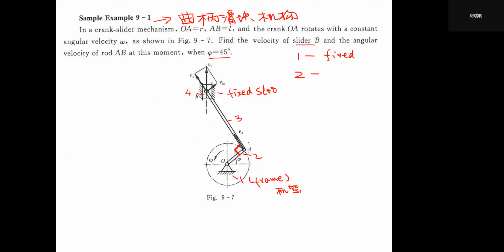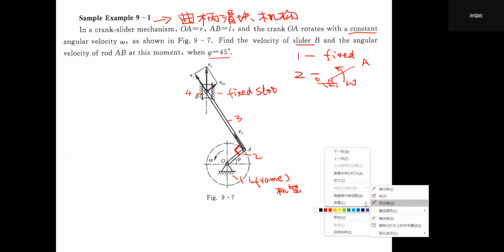And let's see second, OA. Actually, it is the rigid body which has a simple movement, which is rotation around the point O with the constant angular velocity omega. So if I draw here like this, this is OA, and it goes along the CCW direction with omega. So you guys should always think about what we have learned.